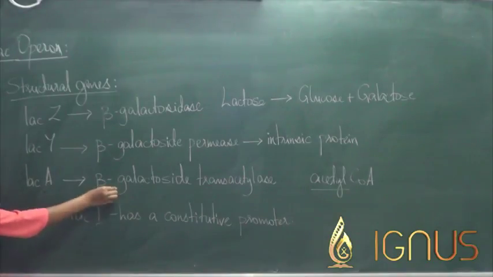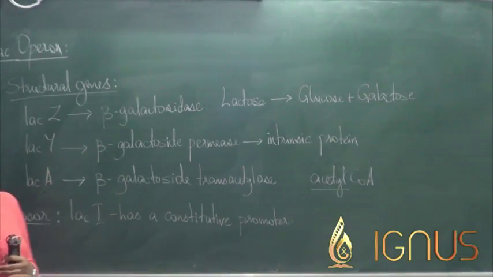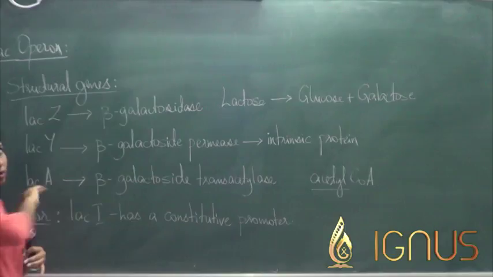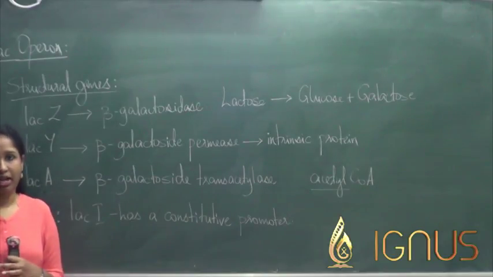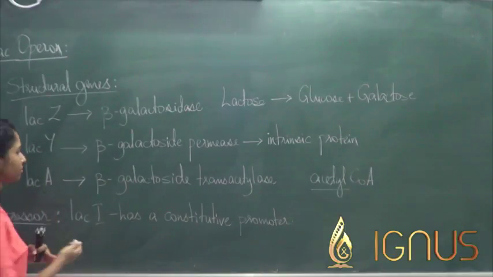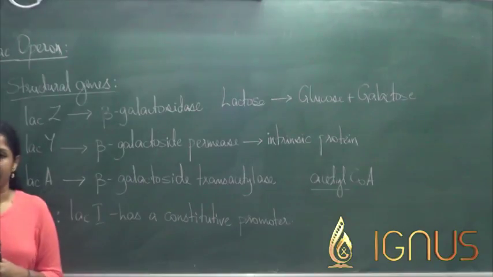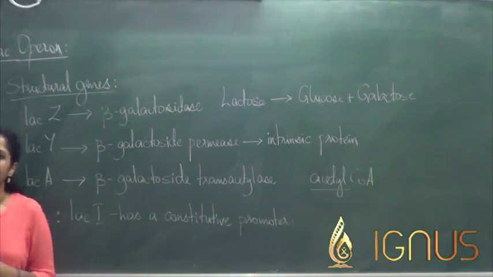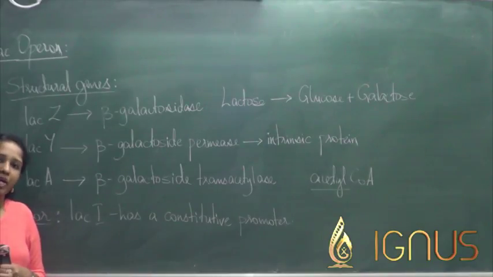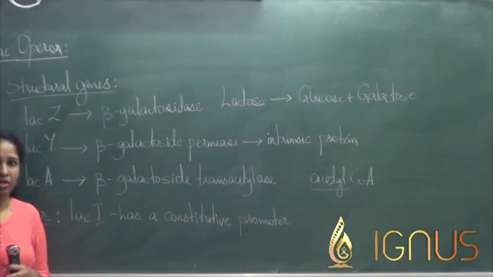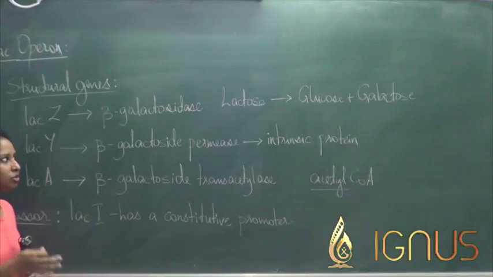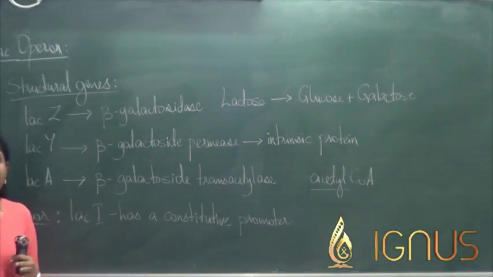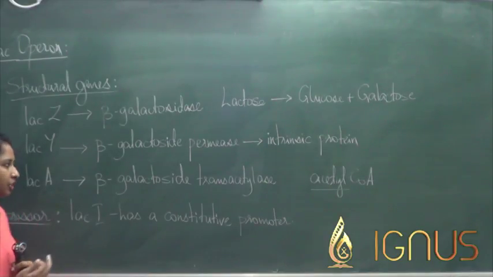Now, what is the actual function of beta-galactoside transacetylase in the lac operon? It is not known. As of now, we don't know the function of beta-galactoside transacetylase, but because it's an acetylase, it's going to transfer the acetyl part from acetyl-CoA to another molecule, maybe galactose or glucose, but its function is not yet known.